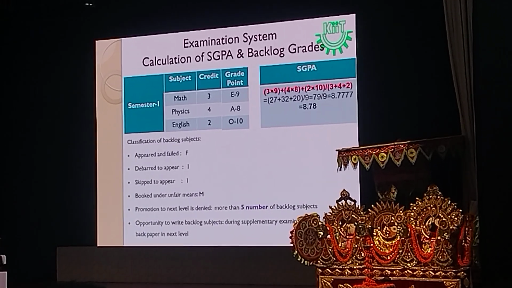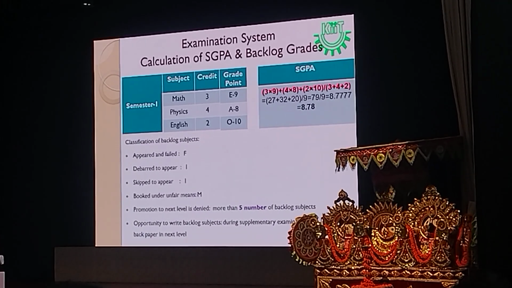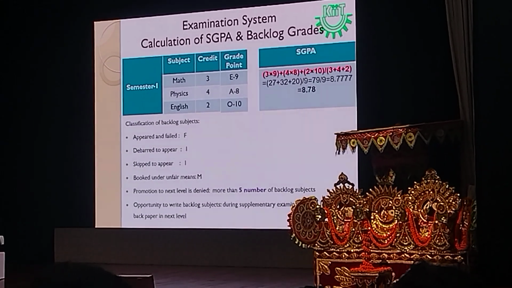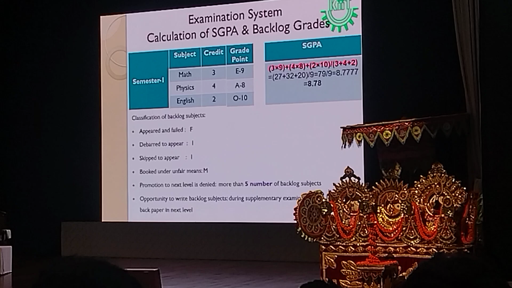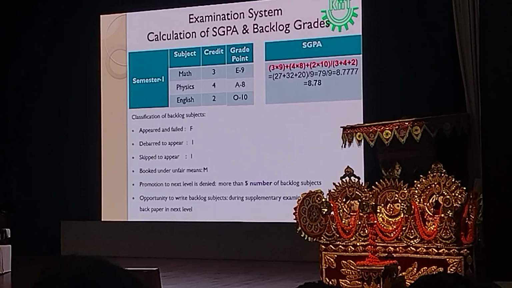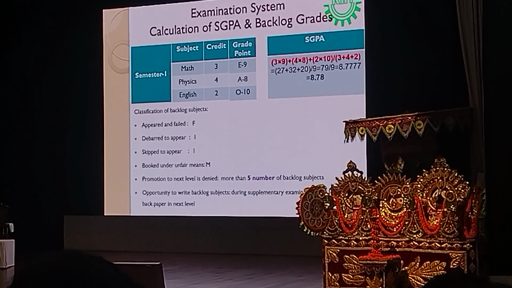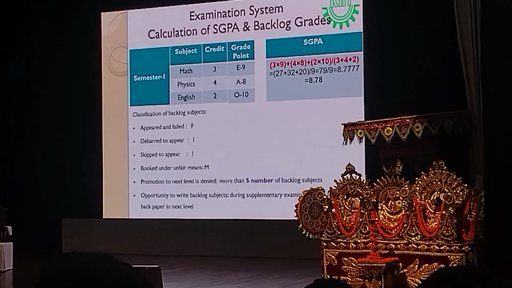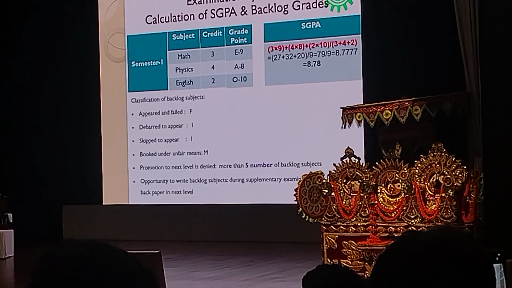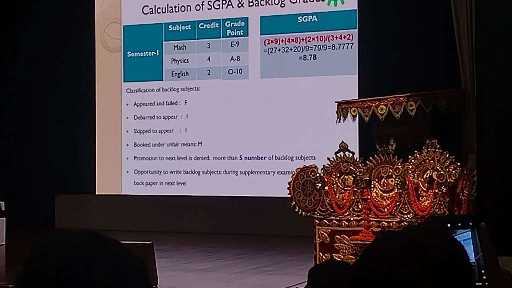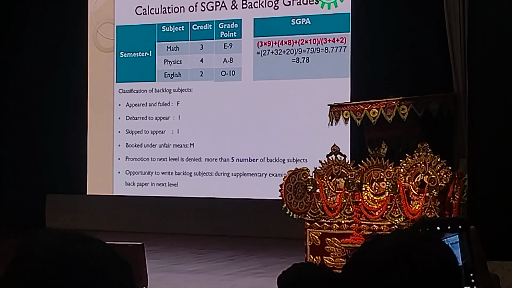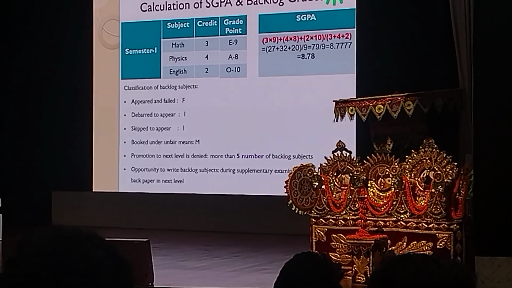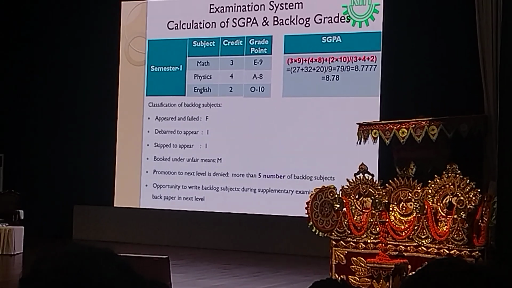And promotion to the next level is denied if a student has more than 5 backlogs in 1 year. In the previous year, if you have more than 5 backlogs, then you will not be allowed to go to the next year. So what you need to do if you have more than 5 backlogs is stay in the summer, attend the summer remedial classes, appear for the supplementary examination, and reduce the number of backlogs to 5 or below. And the opportunity to write backlog subjects, I have already told.